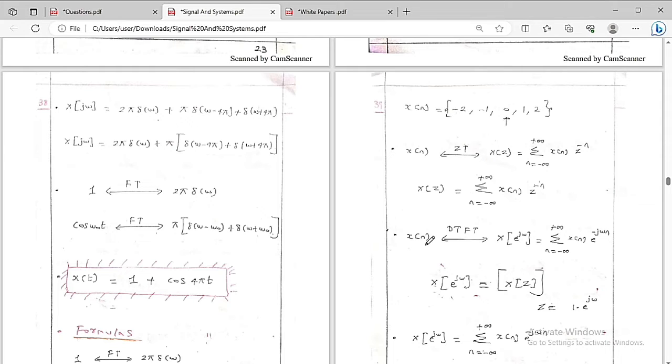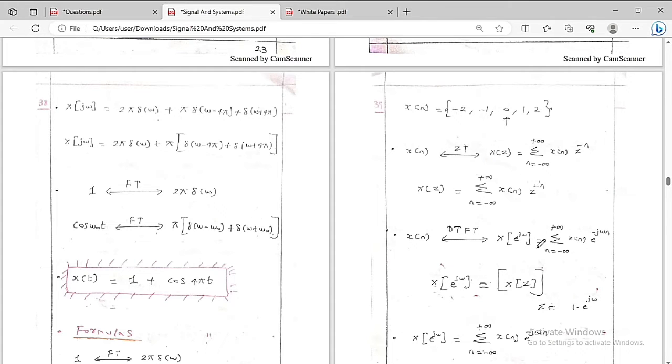So now, suppose for x of n, if you want to find the discrete time Fourier transform, it is very simple: replace z by e to the power of j omega. That's it. Then we are going to get the discrete time Fourier transform, wherever z is there, replace z by e to the power of j omega.